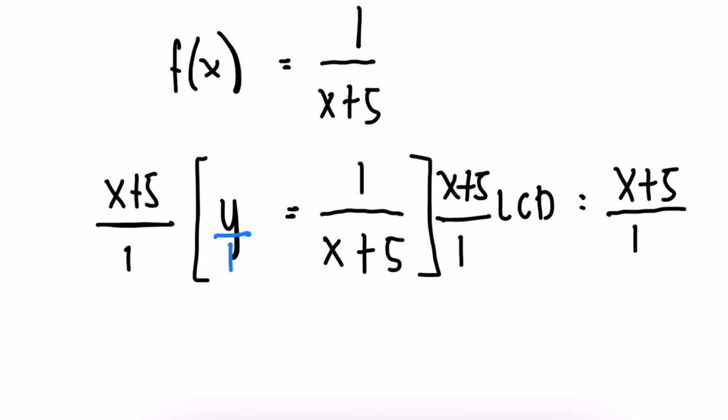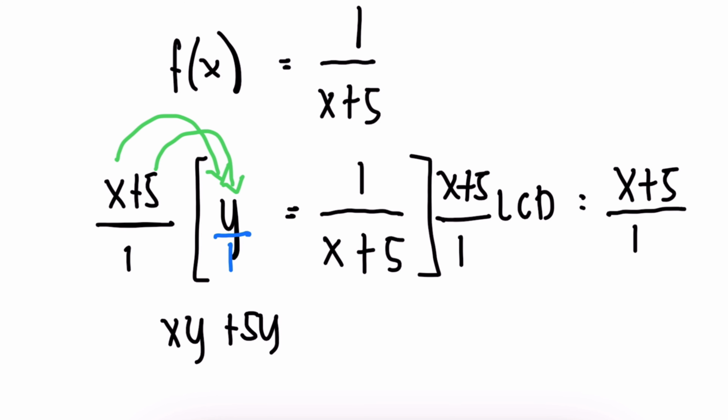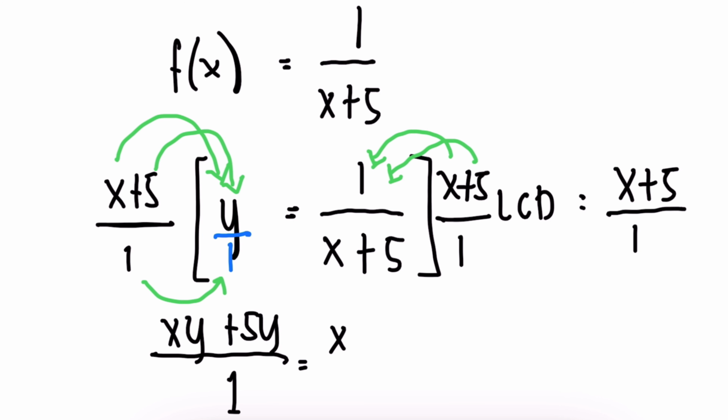So, on the left side of the equation, multiply x plus 5 over 1 to y over 1. That will be x multiplied by y, that is xy. Positive 5 multiplied by y, that is positive 5y. Then 1 multiplied by 1, that is positive 1. On the right side of the equation, multiply x plus 5 over 1 to 1 over x plus 5. That will be x multiplied by 1, that is positive x. Positive 5 multiplied by 1, that is positive 5. Then 1 multiplied by x, that is positive x. Then 1 multiplied by positive 5, that is positive 5.